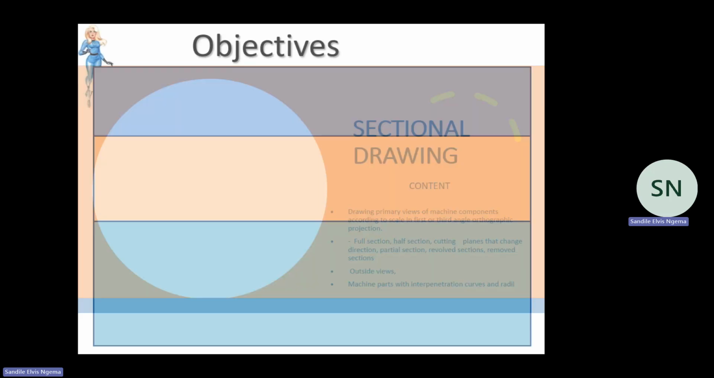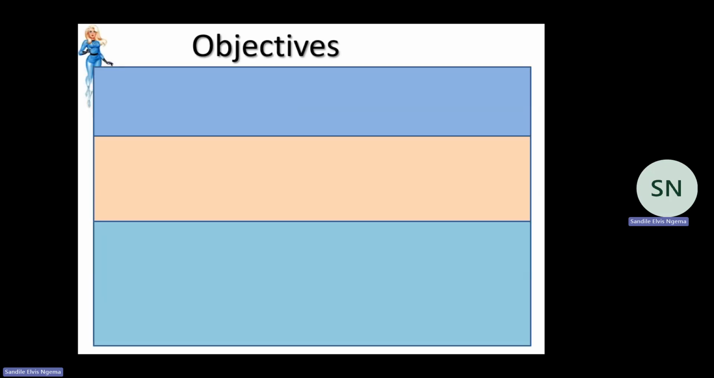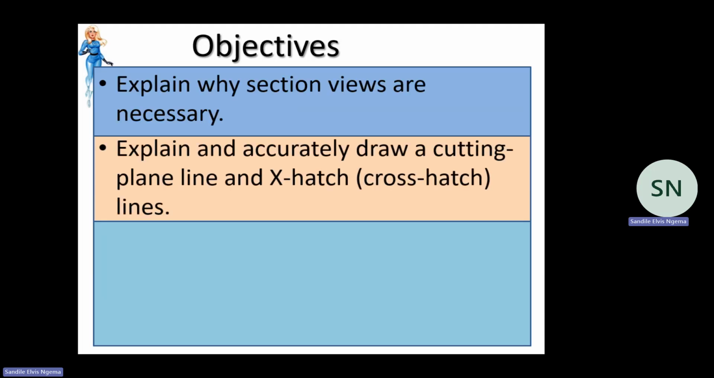Without any waste of time, I will just highlight the objectives of why we are doing this type of chapter in mechanical drafting. The first one is to explain why the section views are necessary. Number two, we need to explain the accuracy and then draw pattern plane and then hash. In other words, we need to recall from N3 how we actually draw sectional lines.